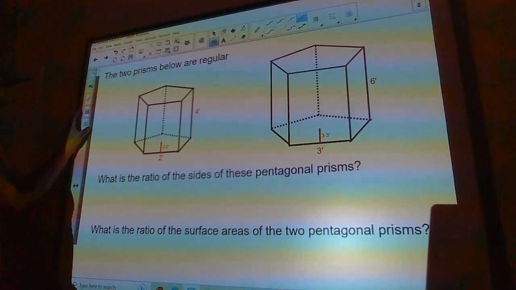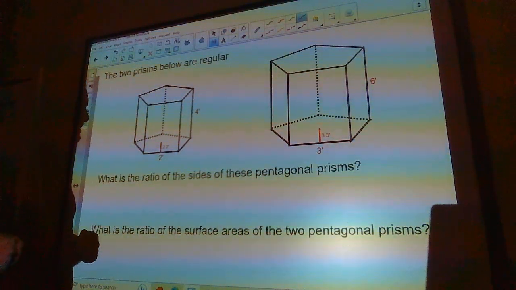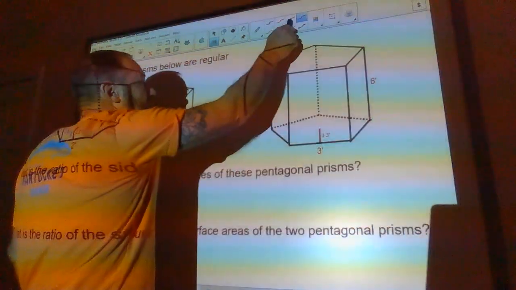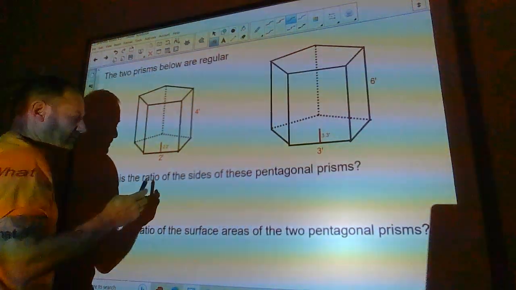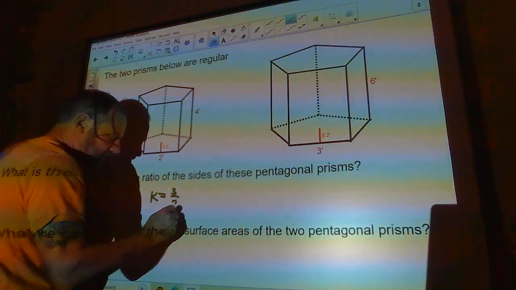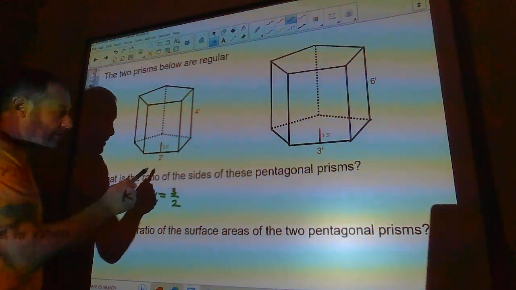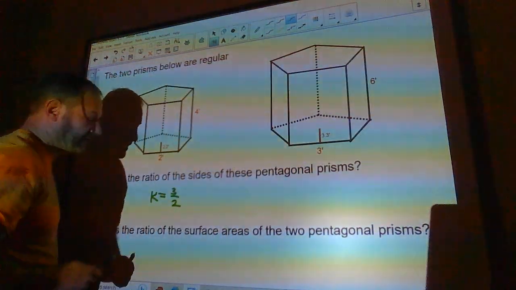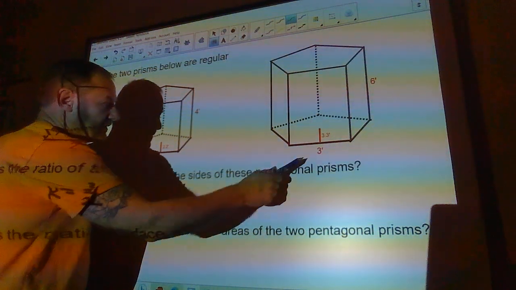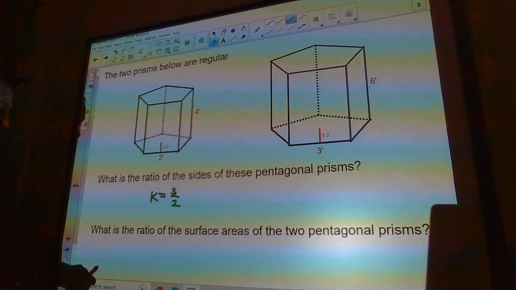So the two prisms below are regular. What's the ratio of the sides of the pentagonal prisms? Okay, so we find the two sides. The sides are 3 to 2. So this has got an enlargement. So k is going to be 3/2. Now, you need to make sure they're in the same units. These are in feet and those are in feet. So be careful of that. It'd be really tricky if you went 2 feet to 3 yards or something. Then it's not 3 to 2 anymore.